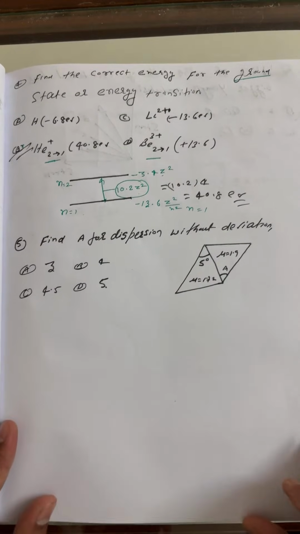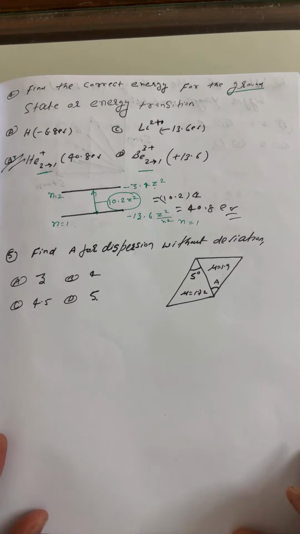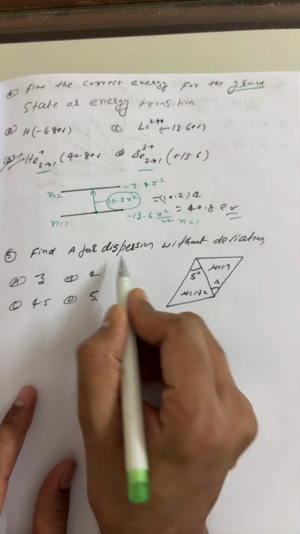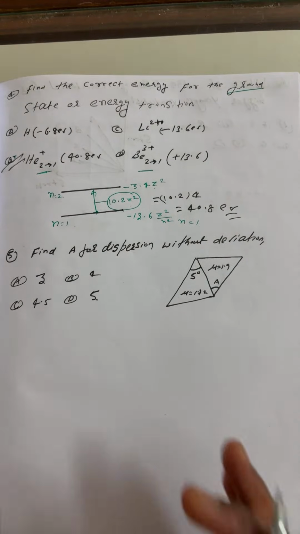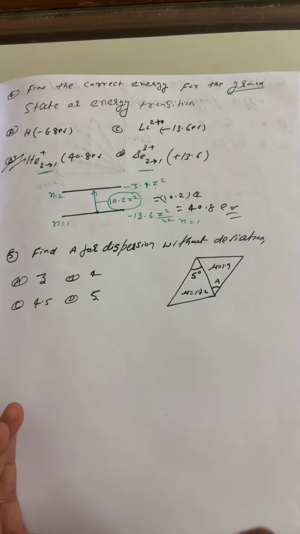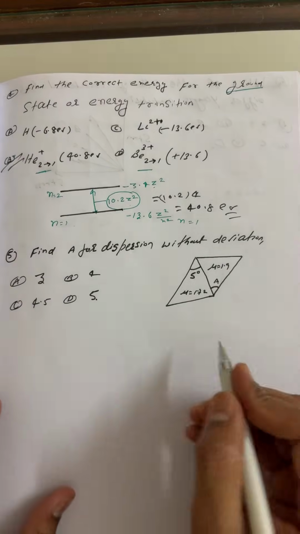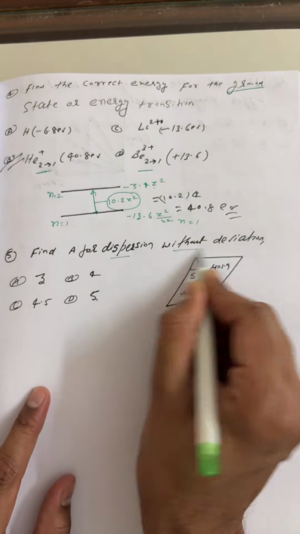Now, beta ji, just the next question here. Find A for dispersion without deviation. For this question, I can say it's a little challenging for students, but I can see they are asked straightforward. In today's morning sheet paper, all the questions are straightforward. So students, here they are telling us dispersion without deviation.